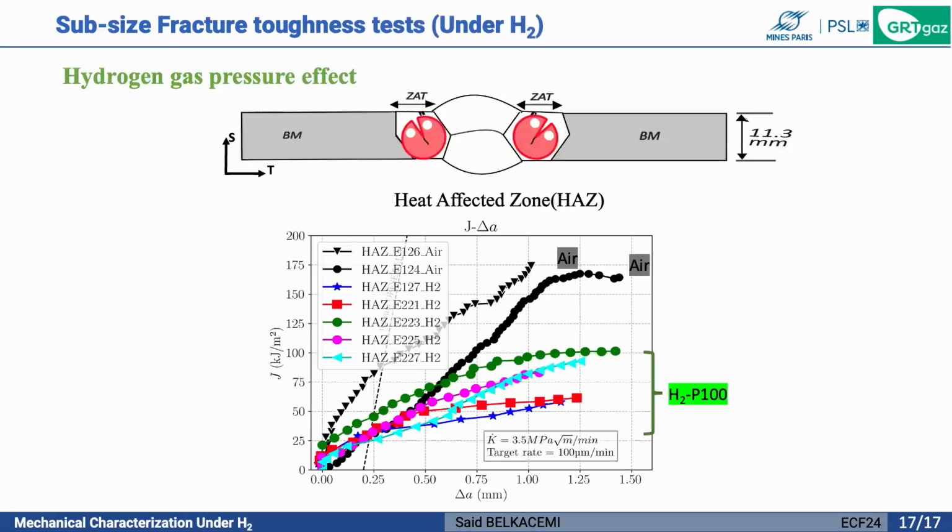Here I present the last example, which is the hydrogen effect on the fracture toughness of the heat affected zone. So we have tested a specimen so that the crack propagates forward to the heat affected zone, and we see that we have a strong dispersion in the results. If we compare, for example, the two black lines plotted, which are two tests performed under air, we see that we have a big difference in the two tests, mainly due to the differences in the microstructure. And we have also some dispersions under 100 bar, which are also linked to the differences in the microstructure.